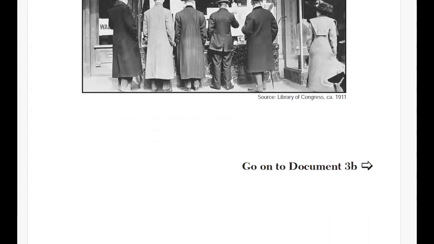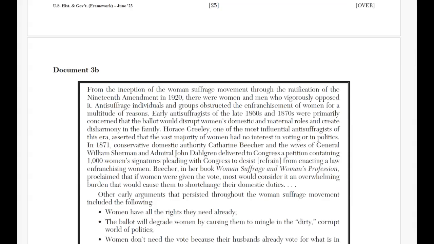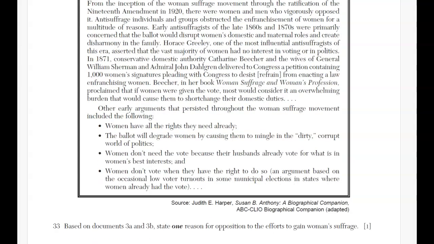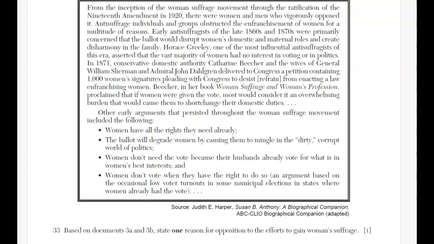Here you see document 3B. This is from Judith Harper, Susan B. Anthony: A Biographical Companion. They don't give you the date, unfortunately. You might guess from that, though, it is a history book. Again, Judith Harper is a historian. This is not a document from the time.